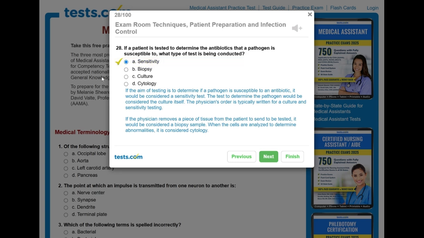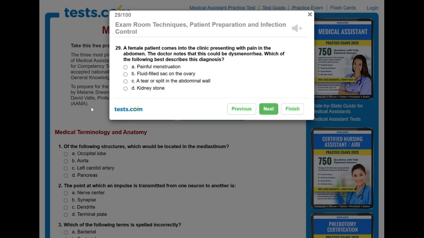A. Sensitivity. If the aim of testing is to determine if a pathogen is susceptible to an antibiotic, it would be considered a sensitivity test. The test to determine the pathogen would be considered the culture itself. The physician's order is typically written for a culture and sensitivity testing. If the physician removes a piece of tissue from the patient to send to be tested, it would be considered a biopsy sample. When the cells are analyzed to determine abnormalities, it is considered cytology.